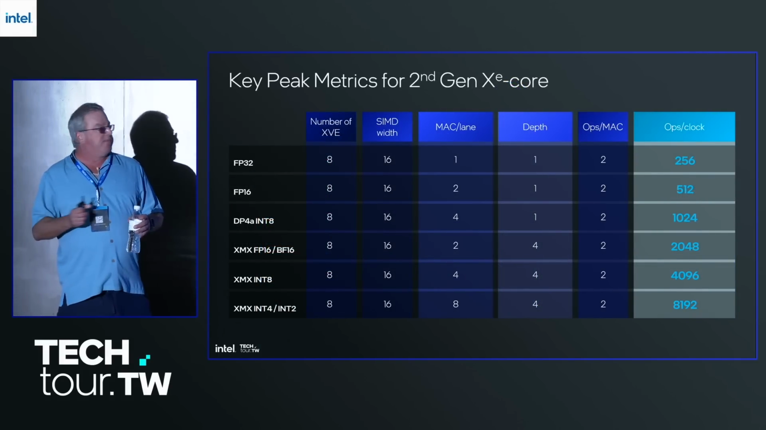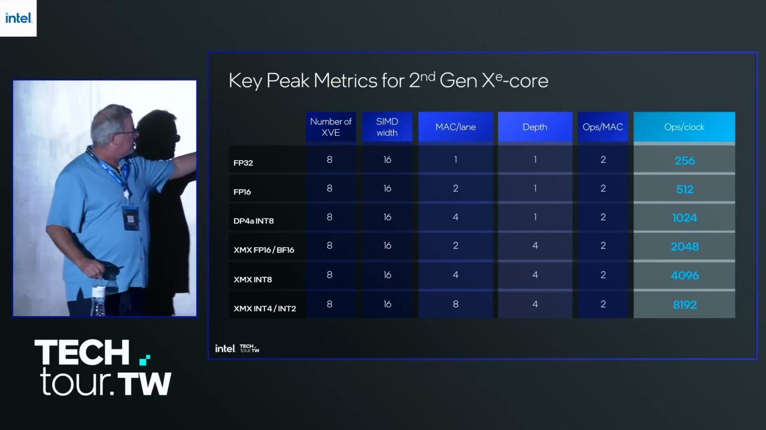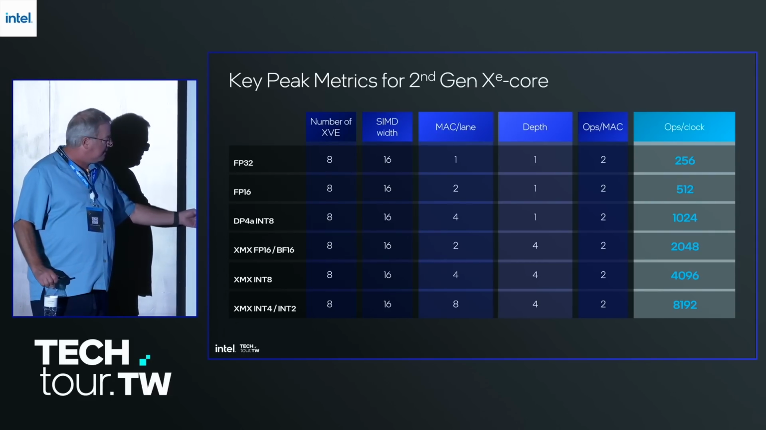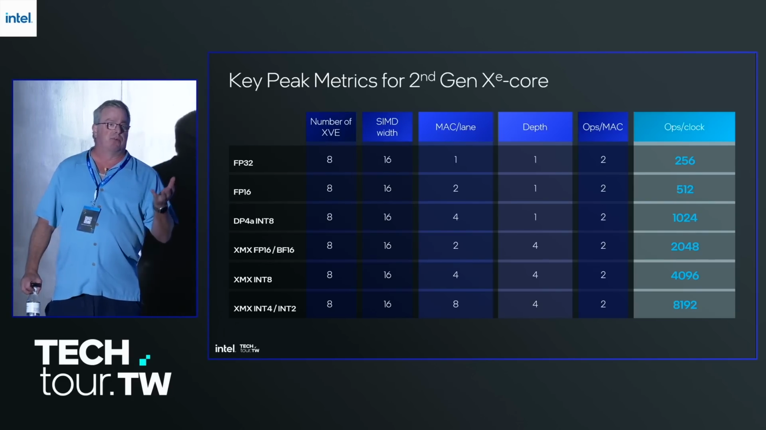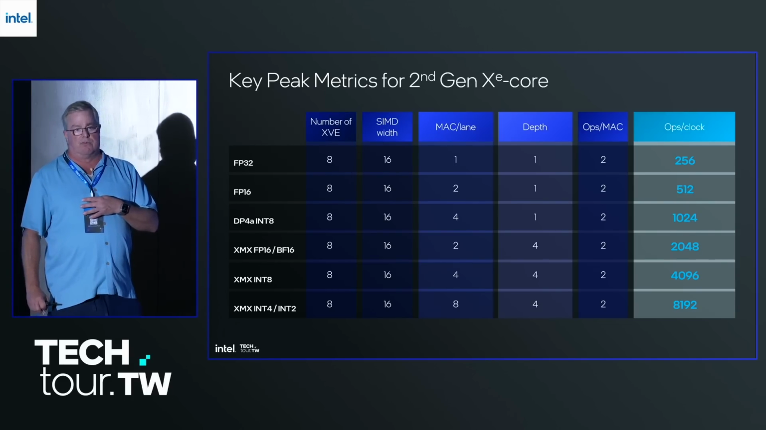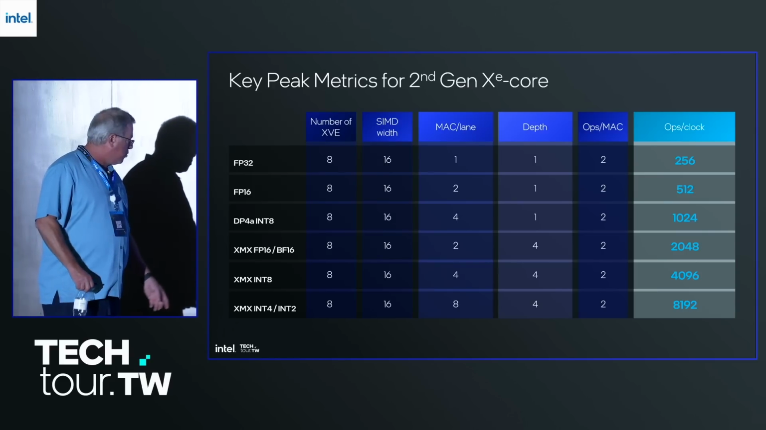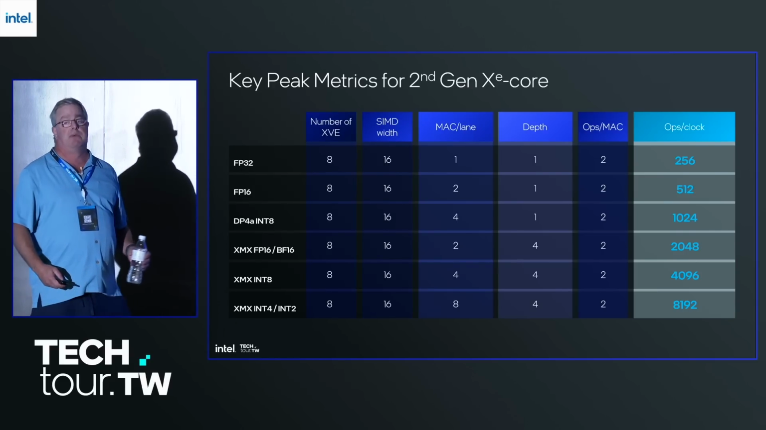But it's not just that. We've got lots of different configurations. You can do FP32, FP16, DP4A, int8, BF16, which is increased precision at loss of range, and then int8, and of course int2 and int4. So the numbers get really big for XMX.